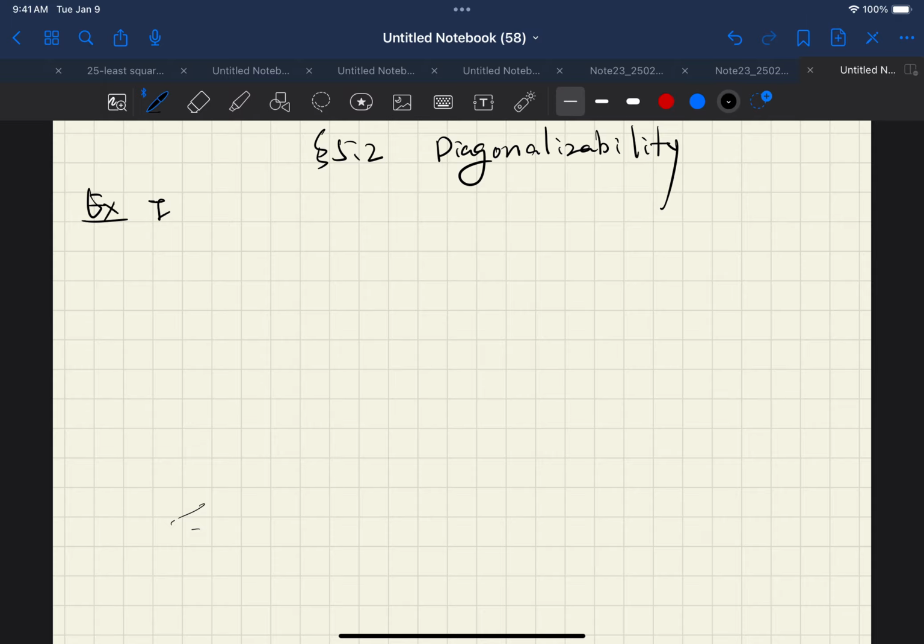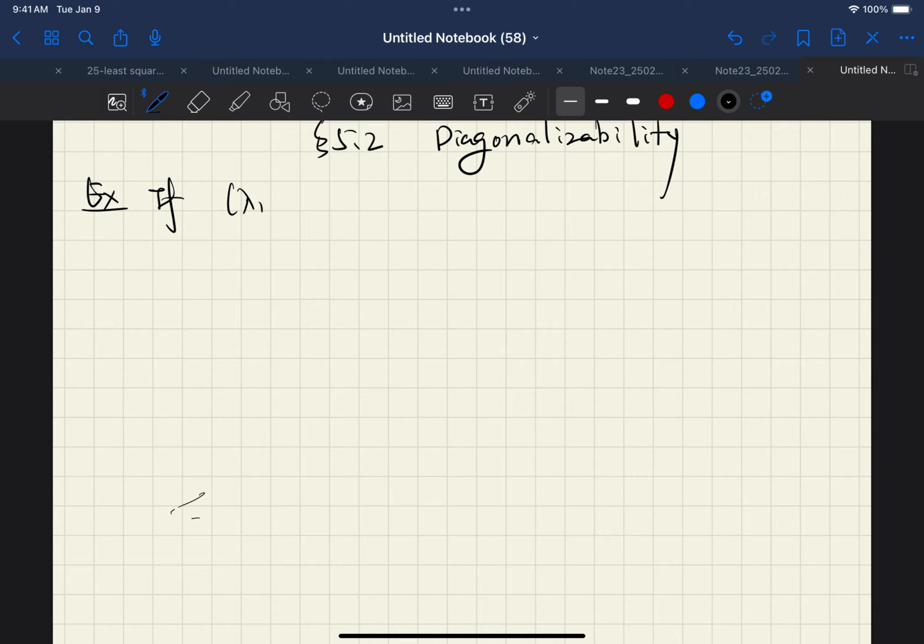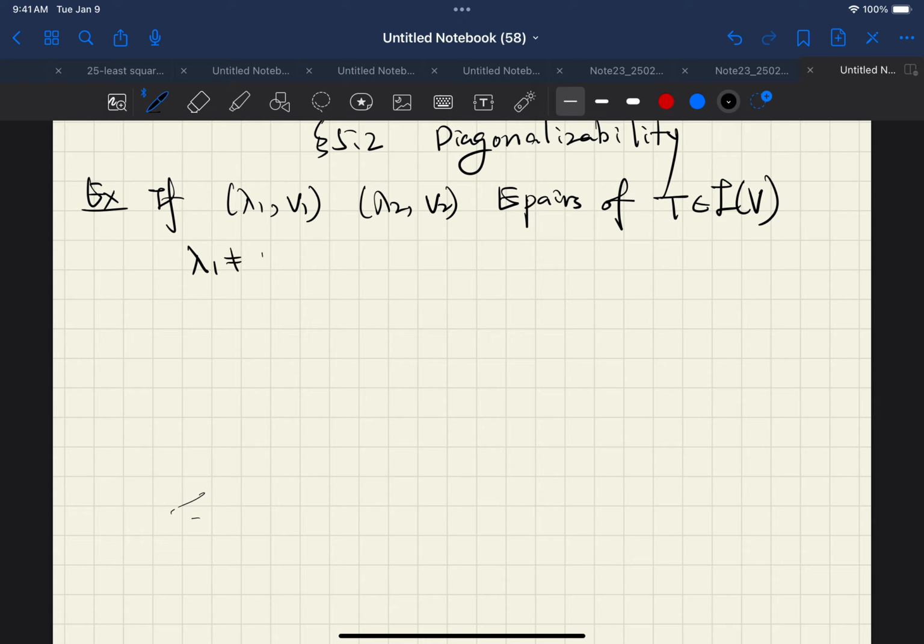So we say we have a linear operator T, and we have (lambda 1, v1) and (lambda 2, v2). They're both eigenpairs of this linear operator T, and we have another condition, lambda 1 is not equal to lambda 2. Then we can prove that v1 and v2 are independent.